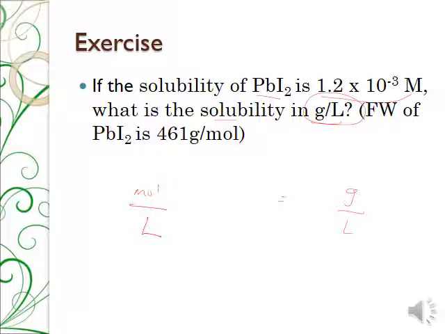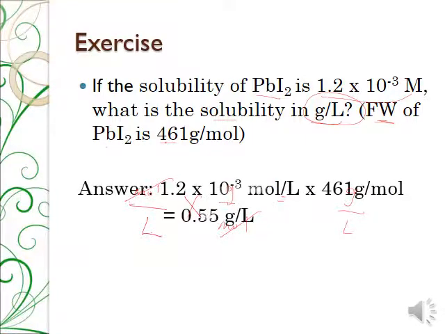You are given the formula weight of lead iodide, which is 461 gram per mole. We need the final answer in gram per liter, so we multiply so that we can cross these two. So 1.2 times 10 negative 3 molar times 461, and we get the value in gram per liter, which is 0.55 gram per liter.